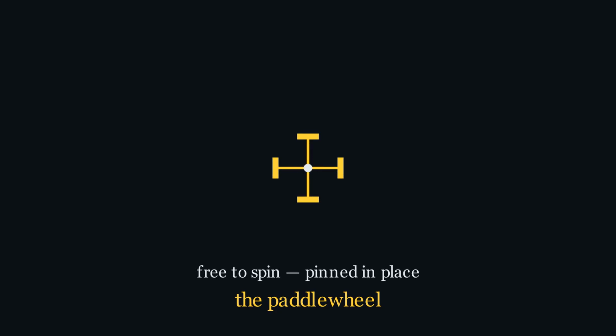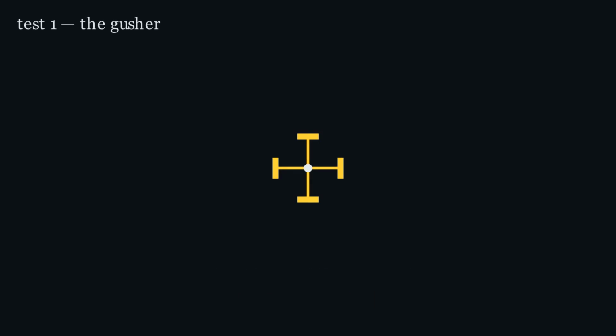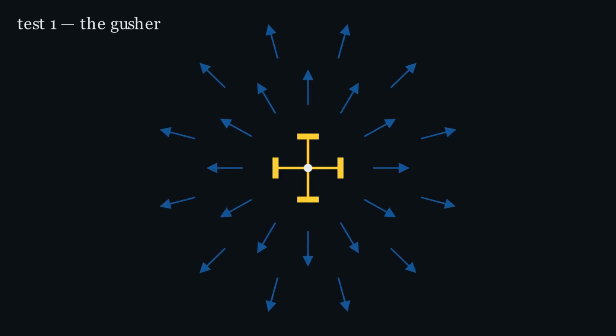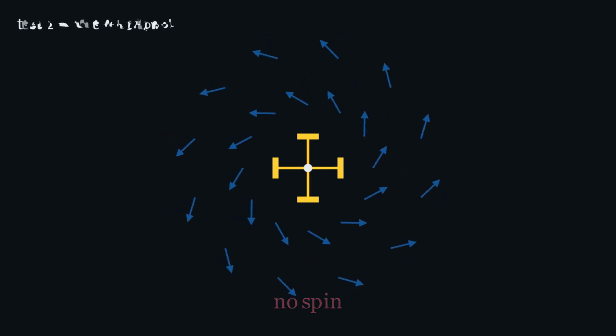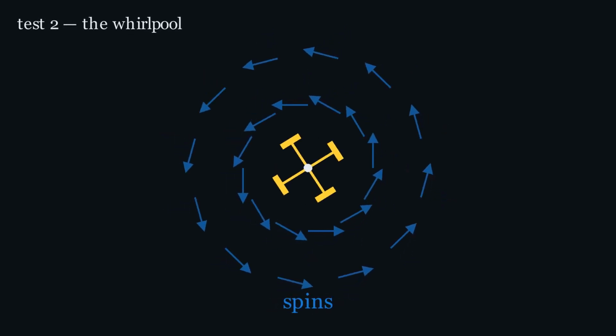Alright, second dial. Forget the blob growing for a minute and put down something new. A tiny paddle wheel. Little cross with fins, free to spin around its center, but pinned in place so it can't drift. This is the single best tool in the whole subject, and it's basically a toy. Drop it in the outward gushing field from before. Does it spin? Water's flying past it, so you'd think yes. But no. The fins on the left get pushed out. The fins on the right get pushed out. It's symmetric, and the wheel just sits there.